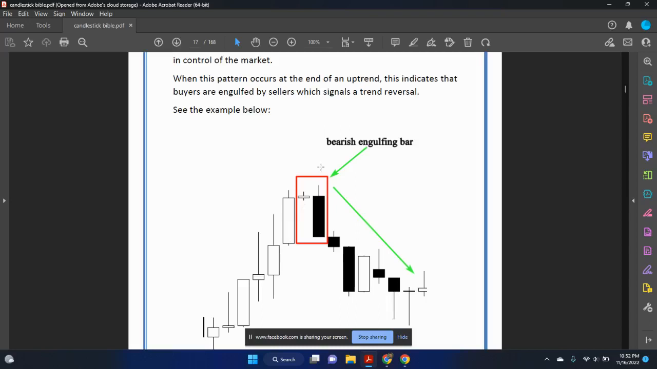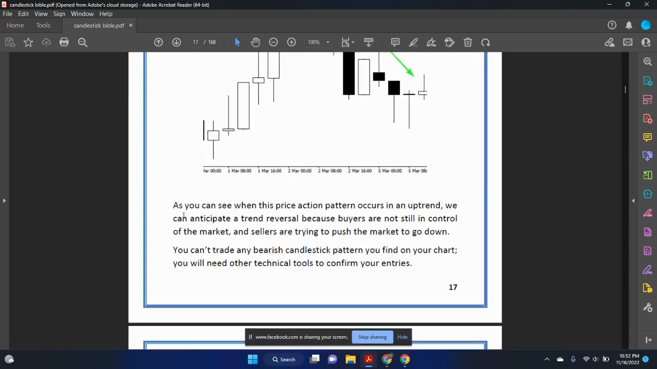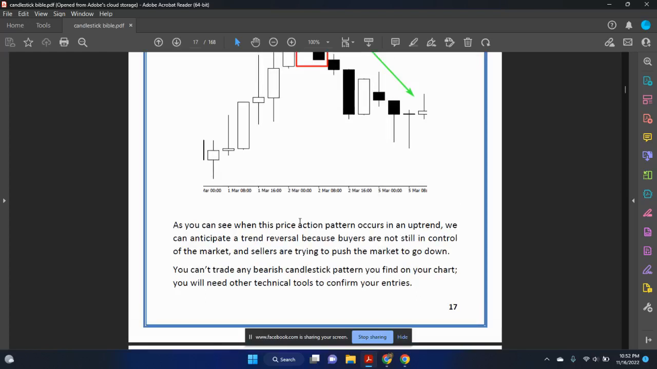So at the top of this uptrend, because at first it was going up, it stopped, and now we have this bearish engulfing because it engulfs this previous candle here, and she's going down. As you can see, when this price action pattern occurs in an uptrend, we can anticipate a trend reversal because buyers are no longer in control of the market and sellers are trying to push the market down. You can't trade any bearish candlestick pattern you find on your chart.